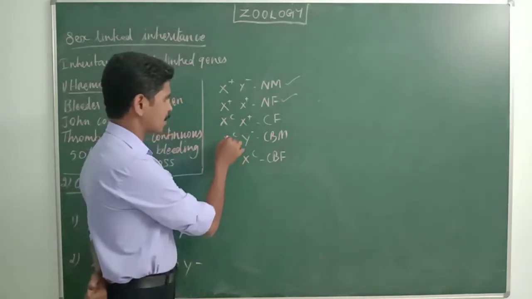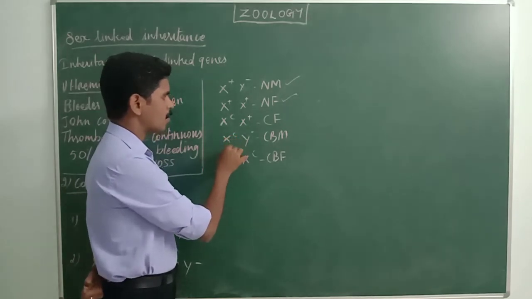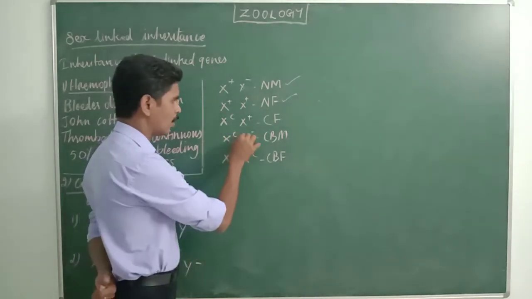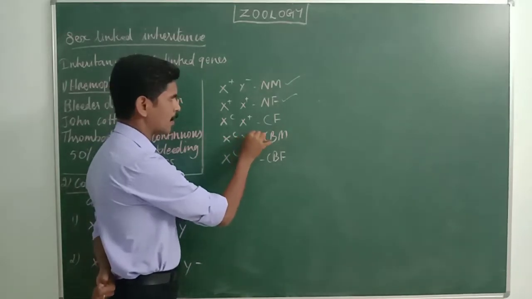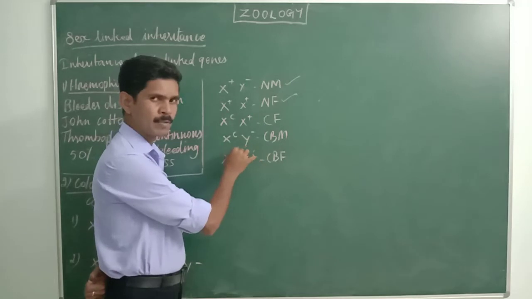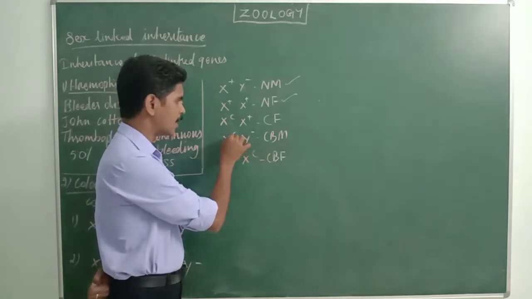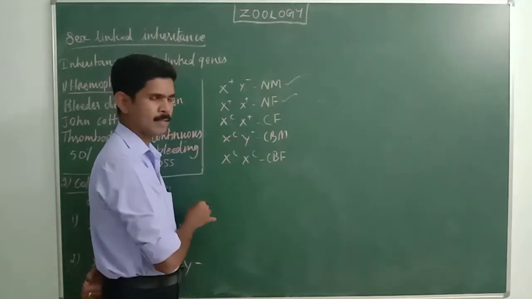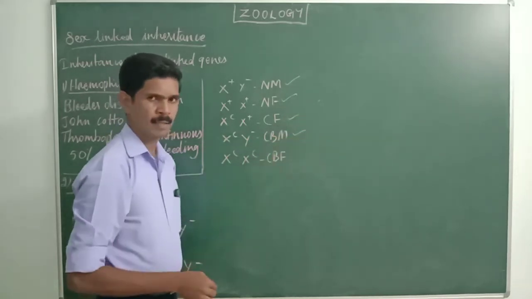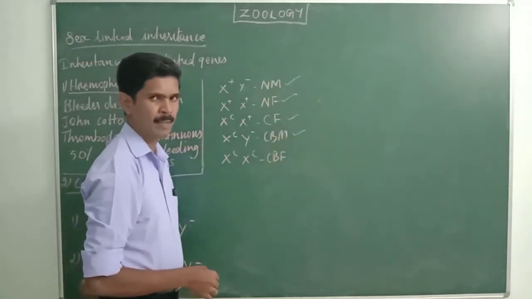Then next, one X chromosome has the color blindness condition and the Y chromosome is normal. So X and Y, both are male chromosomes. Here the X chromosome is damaged, so that person is a colorblind male.